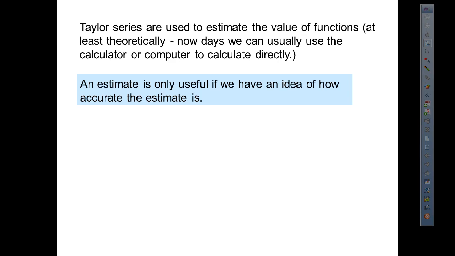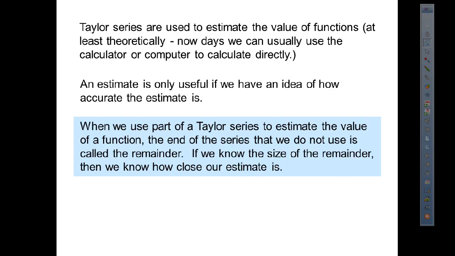An estimate is only useful if we know how accurate it is. If we're doing an estimate that has to be accurate to ten thousandths, but we analyze the error of our polynomial and it's off by hundredths, then our estimate is useless for what we're trying to do. When we use part of a Taylor series to estimate the value of a function, the end of the series that we do not use is called the remainder. If we know the size of the remainder, then we know how close our estimate is.